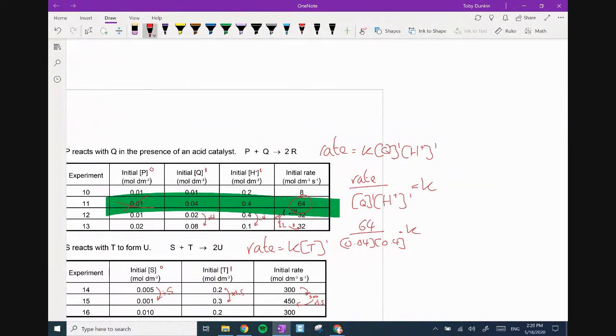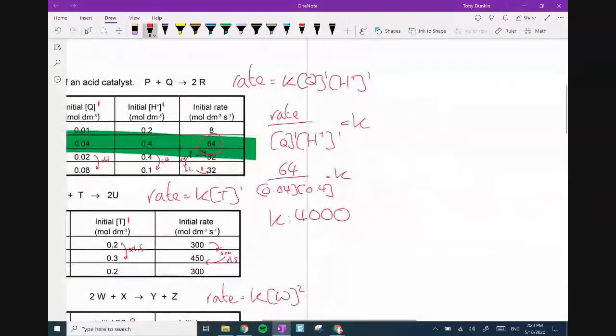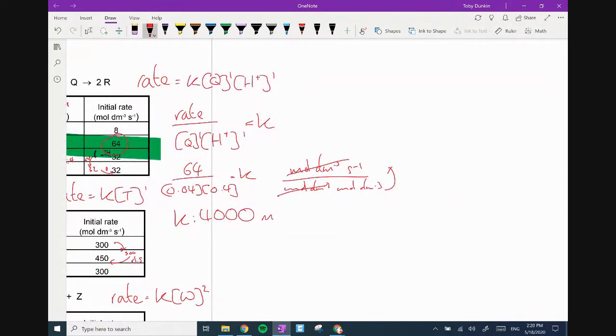K, therefore, K equals 4,000. That seems like an awfully large number, but that's fine. What are my units? My units become moles per dm cubed per second over moles per dm cubed over moles per dm cubed. Now, I'm bringing the reciprocal. So moles to the minus 1, dm to the plus 3, s to the minus 1.